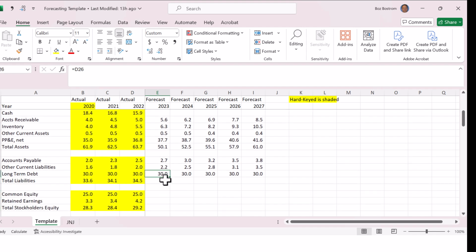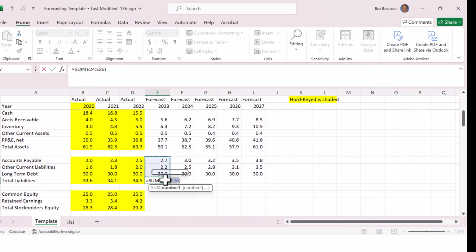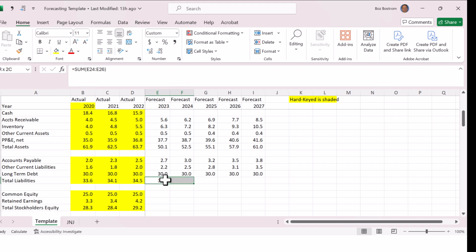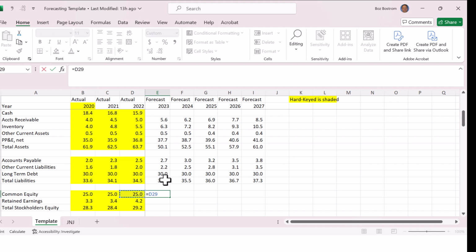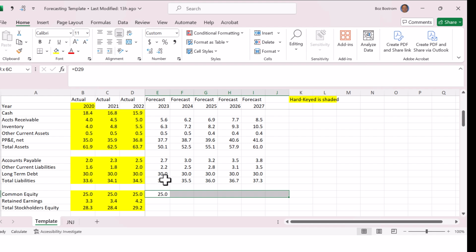All right, total liabilities, Alt equals, and then highlight these cells and do a Control R. Common equity, we're not forecasting any issuances here or anything like that, so I can just link to the previous cell and then paste that over with a Control R. All right. Long-term debt, I didn't address that, but I just held that constant because it has been constant. And we're assuming they're not doing any more borrowings.